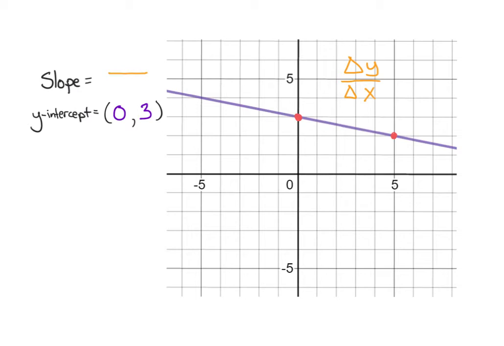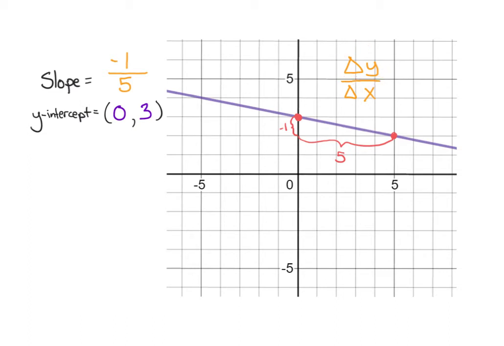And now I'm going to look at my change in y. I see that to get from this point to this point, I have to go down 1. So to my slope, I'm going to add -1 in the numerator. Then, from this point to this point, I have to go to the right 5. So I'm going to write 5 in my denominator. This means the slope of this line is -1/5.